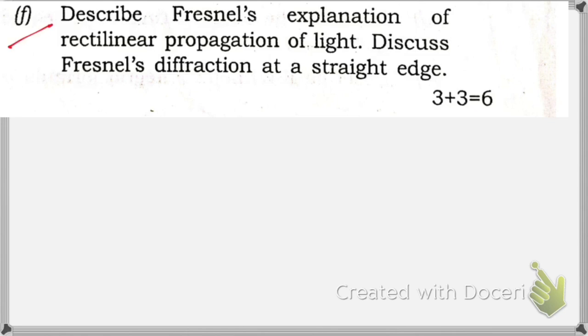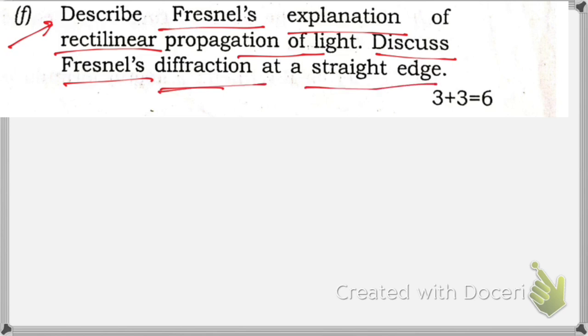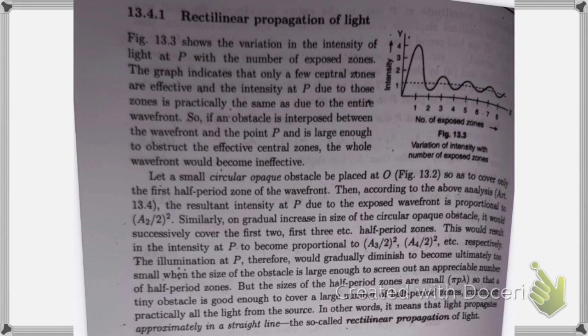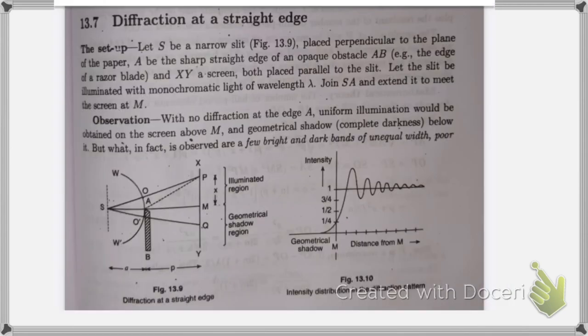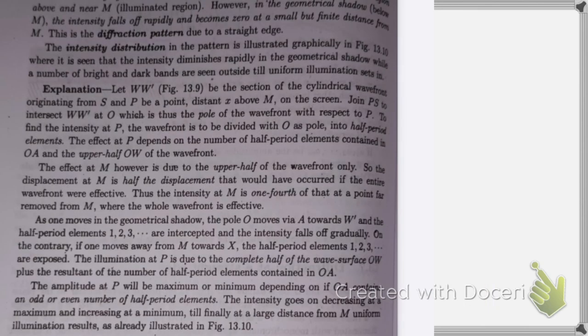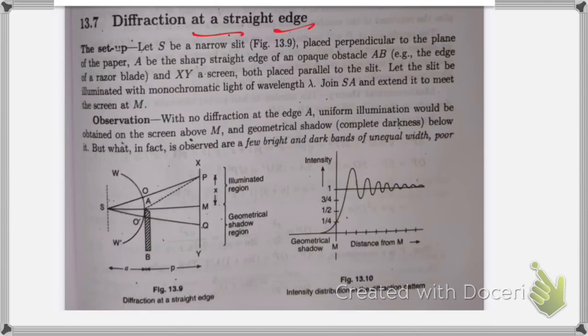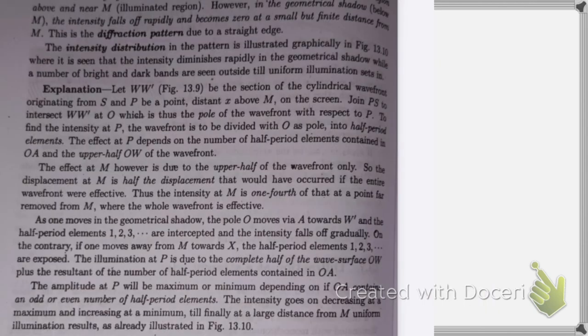So here we need to describe the Fresnel's explanation of rectilinear propagation of light and discuss the Fresnel's diffraction at a straight edge. So here is the answer: rectilinear propagation. Just pause the video and note it or read it. So this is the diffraction at straight edge. I'm not going to explain these things. I don't want to make this video very long. So just pause the video and note and try to understand by yourself, because you have not enough time for preparation, because tomorrow is the exam, right?